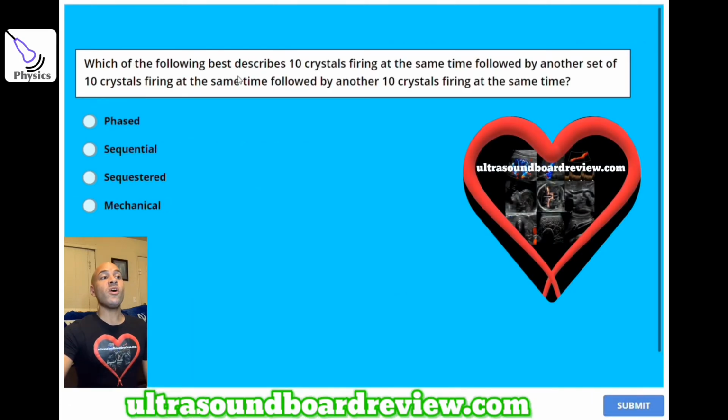Question number 12. Which of the following best describes 10 crystals firing at the same time, followed by another set of 10 crystals firing at the same time, followed by another 10 crystals firing at the same time? A. Phased, B. Sequential, C. Sequestered, or D. Mechanical? The answer is B. Sequential.